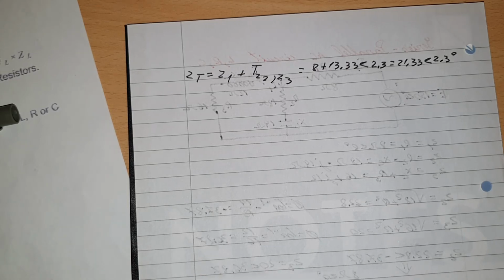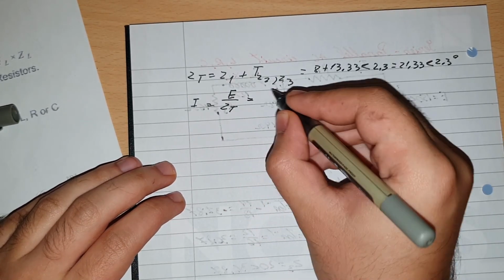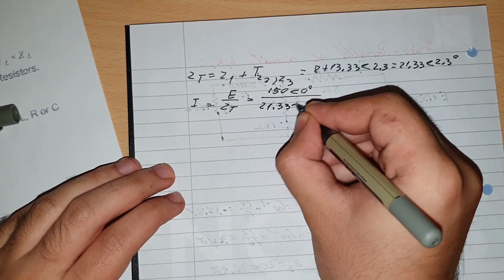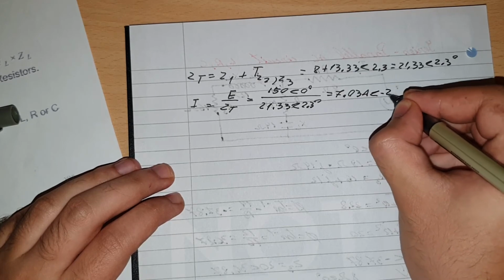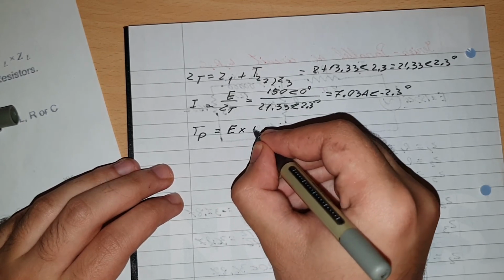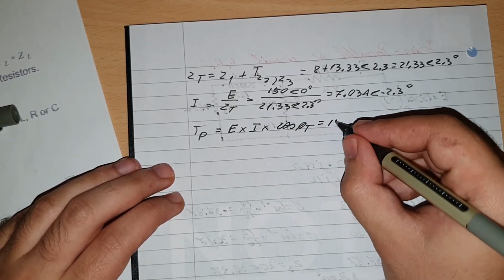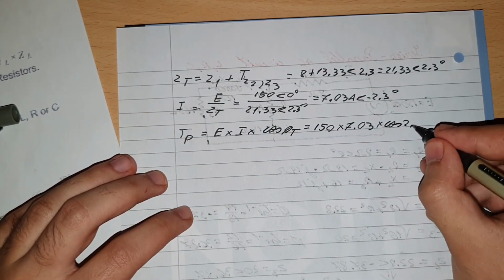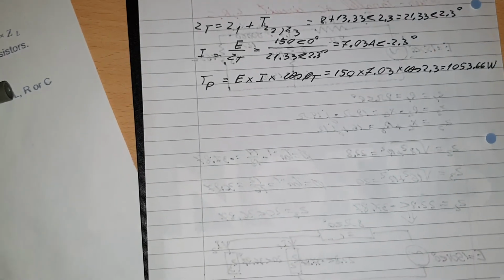Now we need to calculate the current, the total current I, which will be equal to E over ZT, that will be equal to 150 at an angle of 0 degrees over 21.33 at an angle of 2.3 degrees. That will be equal to 7.03 amps at an angle of minus 2.3 degrees. Now we can calculate the total power as well, which will be equal to E times I times cosine of angle t. I think I forgot to write it there, that we calculate the power, but I calculate it anyway. So 150 times 7.03 times cosine of 2.3, that's equal to 1053.66 watts.